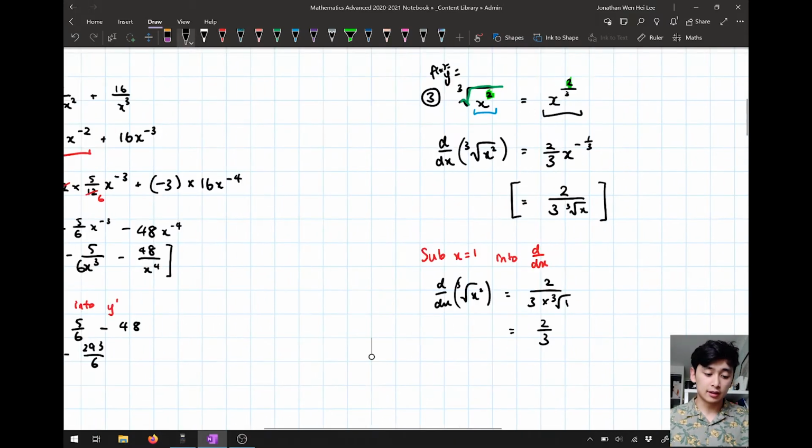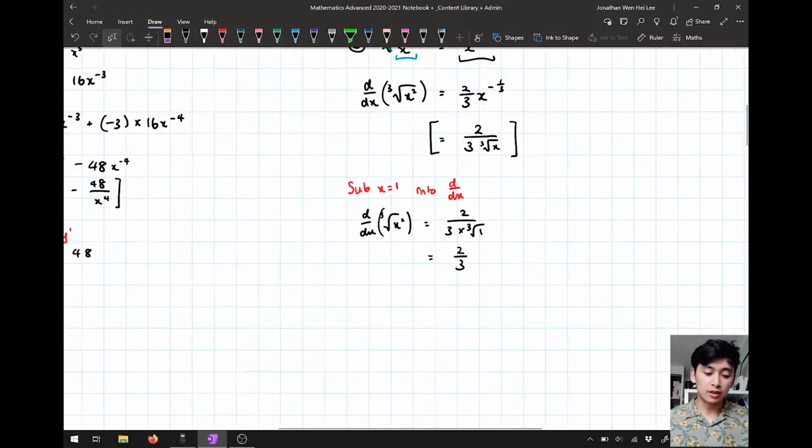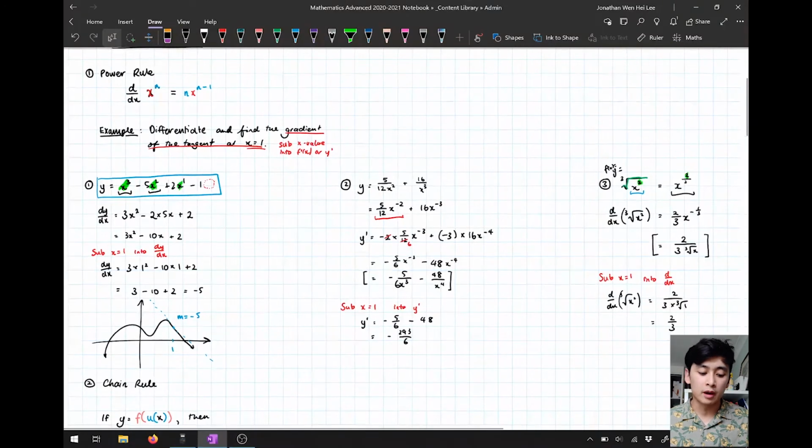Okay, so this is the first rule, the power rule. This is the basic one that we're going to actually apply in all the next examples most of the time. We bring down the power, we subtract 1 from the current power. Okay, so that's the first set of rules.